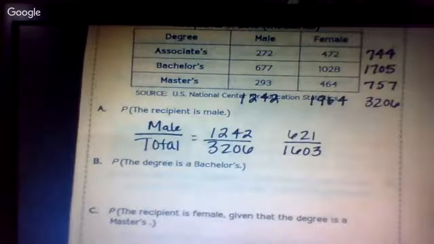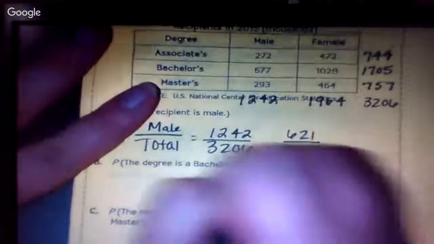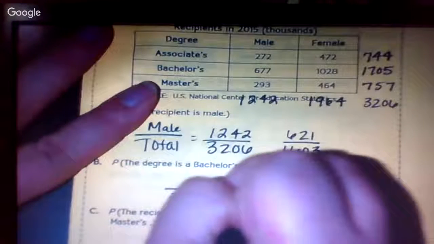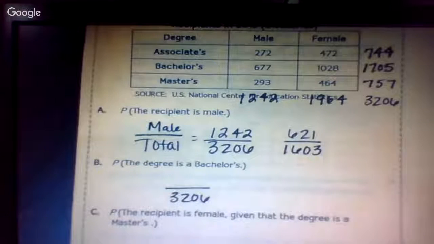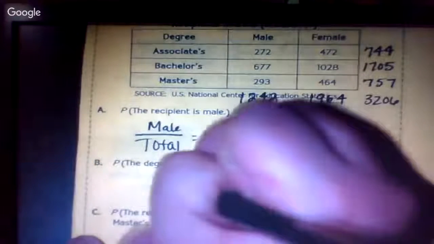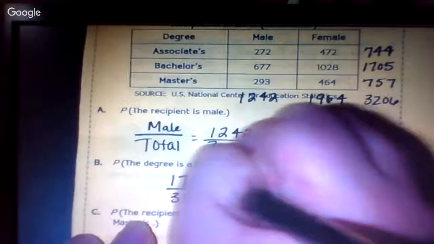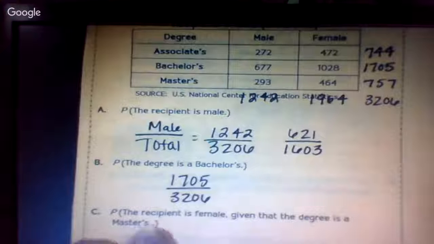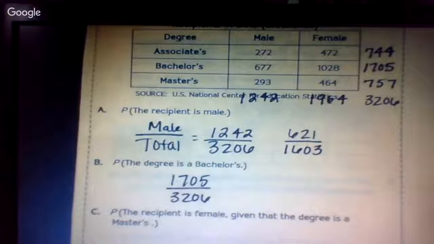Okay. What about B? Is this conditional? No. So what goes on the bottom? Grand total. What goes on the top? 1,705. Yep. Does this one reduce? No. Leave it alone.